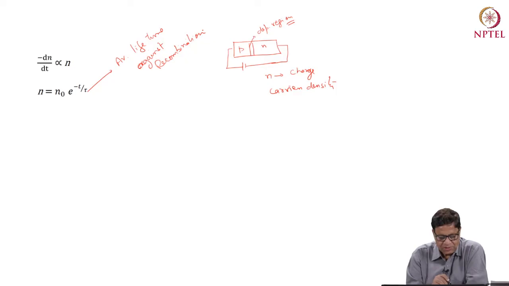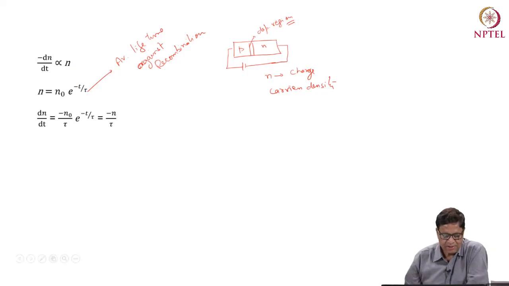So N is equal to N0, where N0 is the initial charge carrier density, times e raised to minus t by tau, and tau is the average lifetime against recombination. If I differentiate this expression, dN by dt becomes minus N0 by tau e raised to minus t by tau, and I can replace this with N. So dN by dt is equal to minus N by tau.